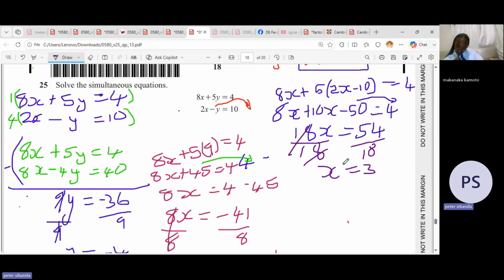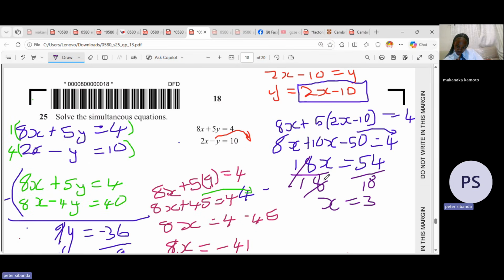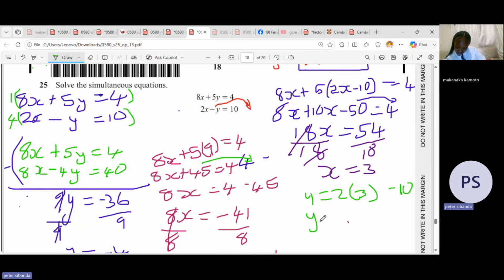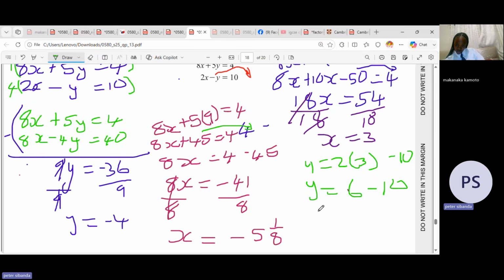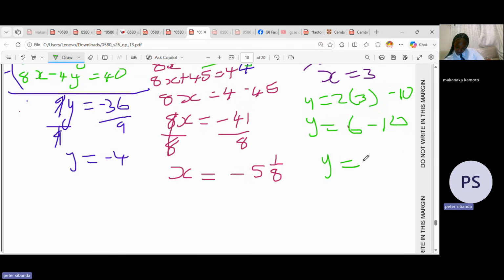Okay, so now we substitute. But with substitution, it's good now because you have found x, you now want to find y. So you just come to this one and say y is equal to 2. Where there's x, we put 3, then we say minus 10. So y is equal to 2 times 3, 6. 6 minus 10 to negative 4. Oh, so y is equal to negative 4.